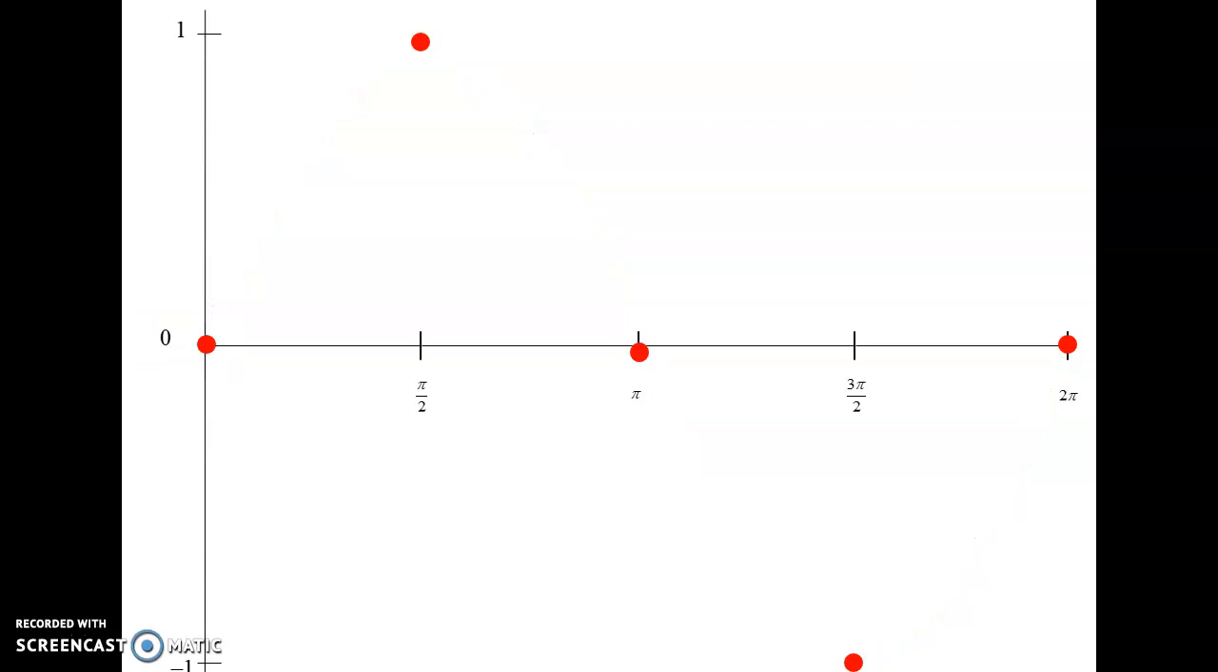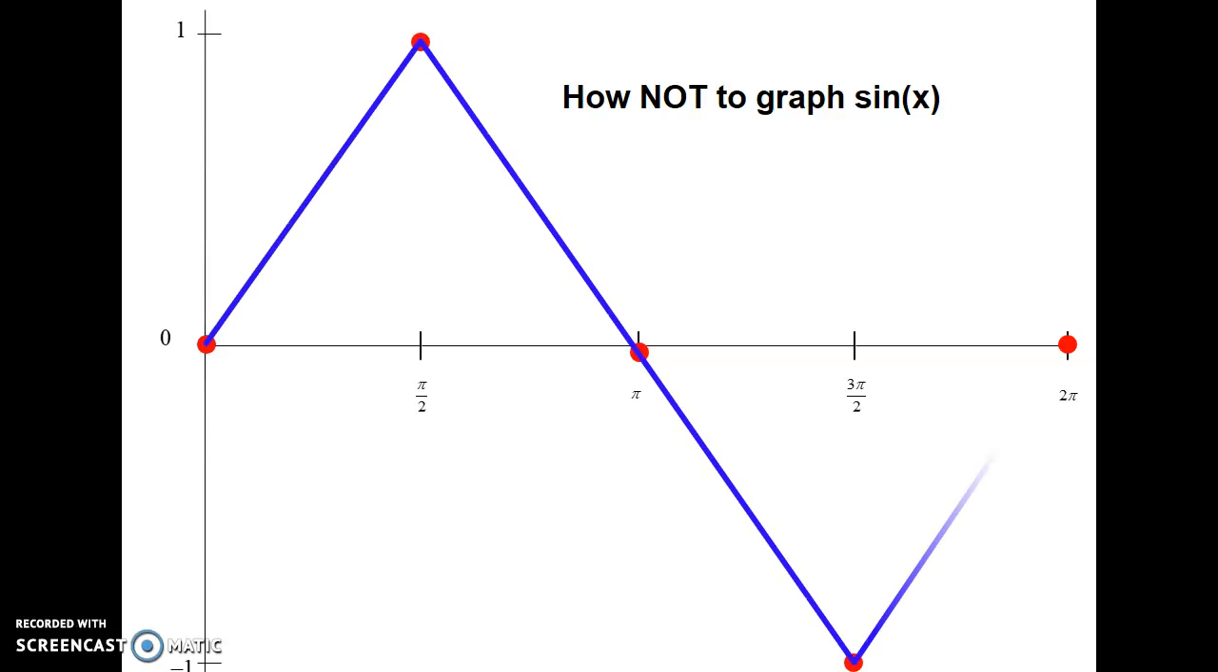All right. Now, again, how not to graph a sine function. It is not a pointy thing. This is not what you do. It's not pointy mountains and valleys. It is a gentle sweeping curve like you saw before.